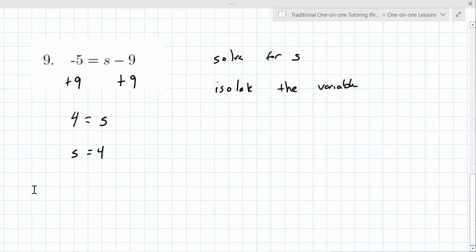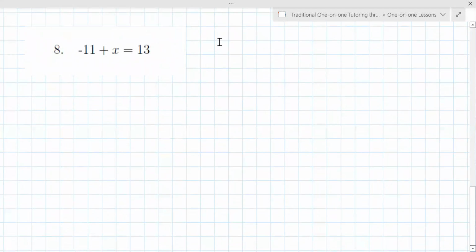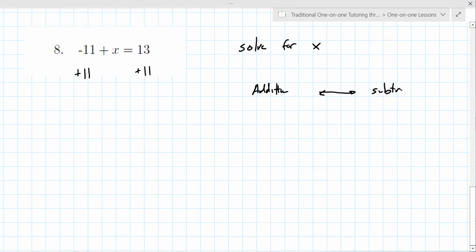All right, let's look at another problem here. Before you start to solve this, I want you to tell me what you're going to do to solve for X. Add or subtract 11. Okay, 11's already being subtracted. It's already negative. So you have to undo it with addition. So addition undoes subtraction. Subtraction undoes addition.